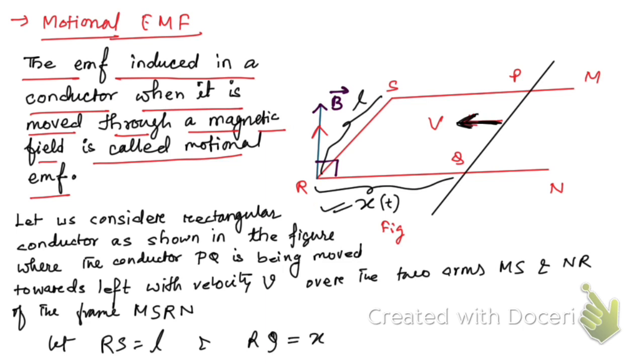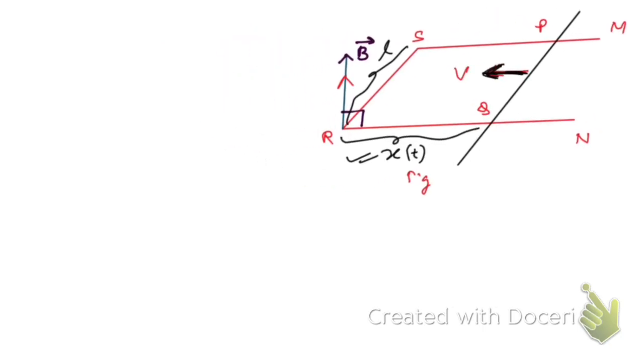RQ is equal to X. It varies with time t. Okay, right? Now let me copy this figure and take a new slide. Pause the video and note these things. So let me copy this diagram and go to a new slide. Here is the figure. Now you see, what will be the flux through this area enclosed by this closed loop?